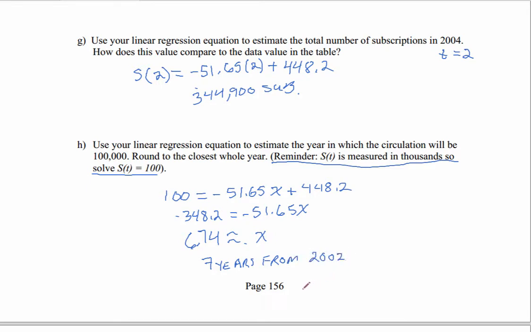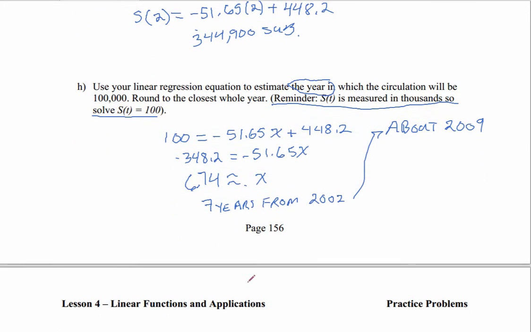Okay, so then what year would that be? Because they want to know, estimate the year in which. They don't want to know how many years since 2002. They want to know the actual year. So that's going to be at about 2009. So roughly in 2009, they're down to 100,000 subscriptions.